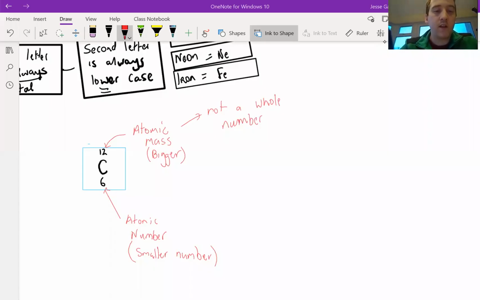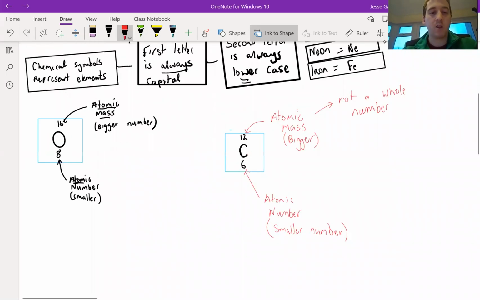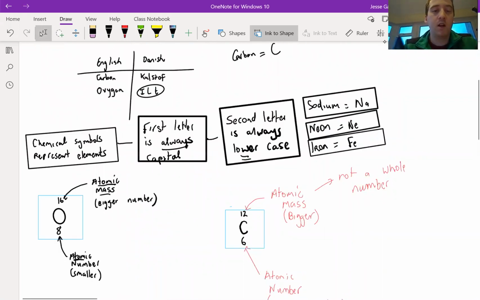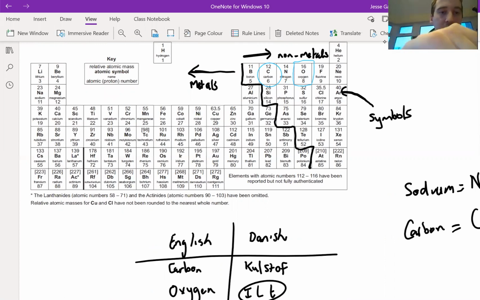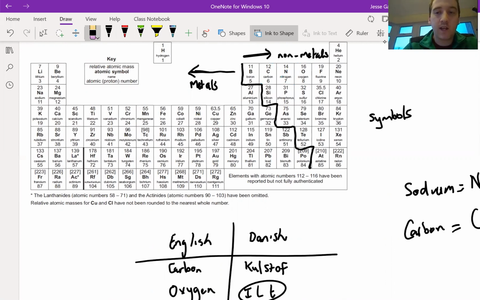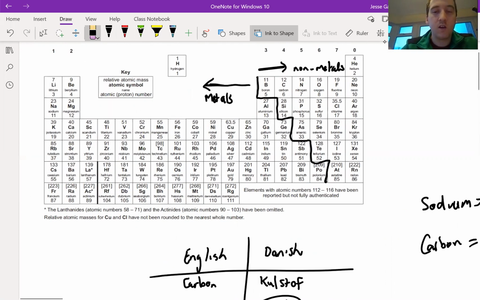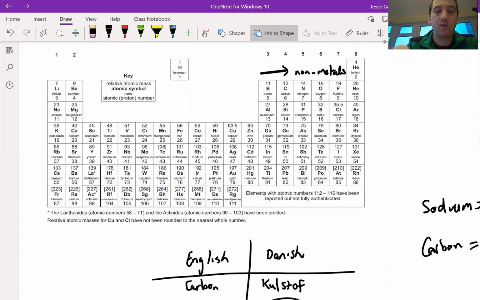What's interesting is if we focus on atomic number for a minute, remember the smaller number. Let's go back to our table, and I'm just going to rub out these blue lines just to make it a bit tidier. I'm actually going to take away the whole lot just so we can focus on what I want to show you. What I want us to do is track the atomic numbers. So the atomic numbers are all written on the bottom here.